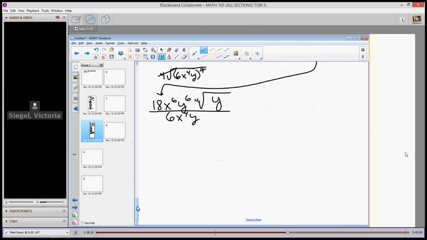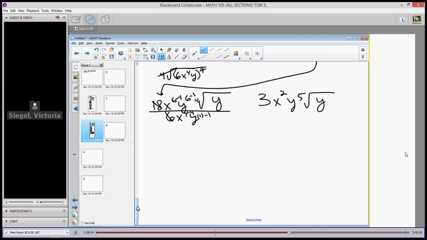So scroll back up. So then we can simplify it. So 18 divided by 6, we get 3. And then the x to the 6, that's x to the 4th, divided by x to the 4th, you can subtract 4 from each. Then we get x to the 2nd. And same thing with y. So we have an implied 1 here. Get rid of the 1, get rid of the 1, with y to the 5th. So our denominator is gone.